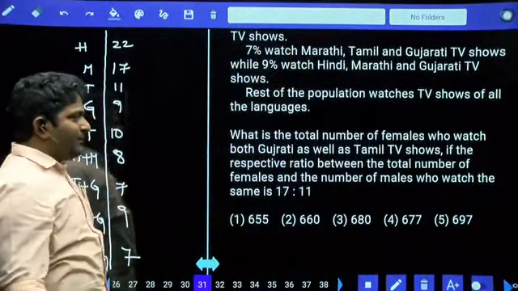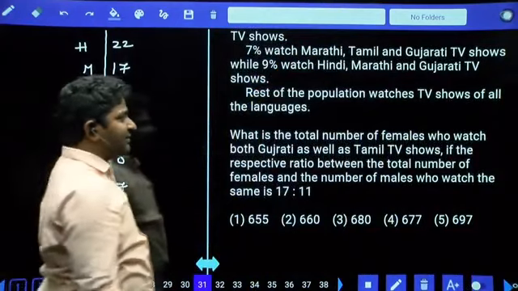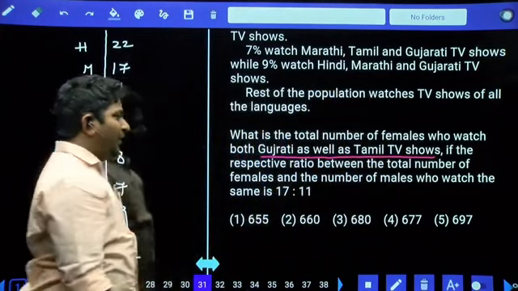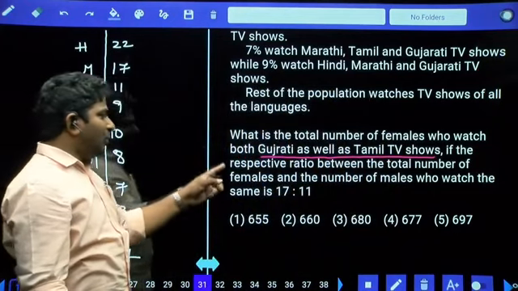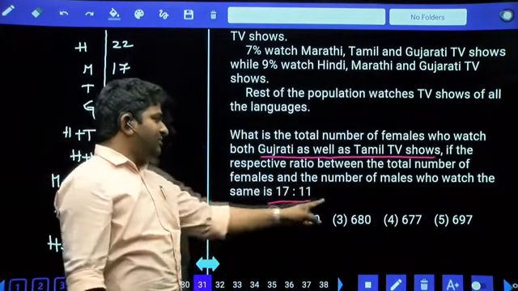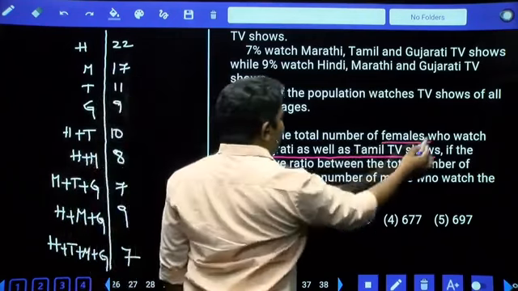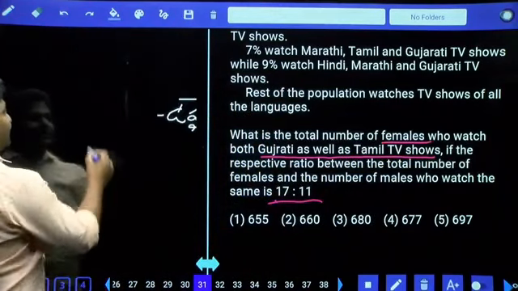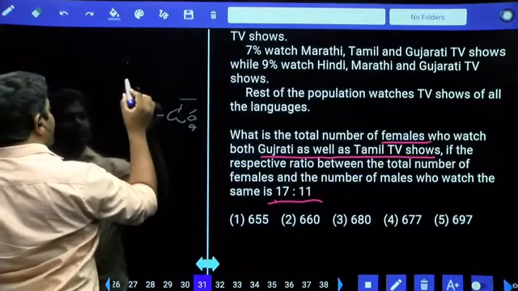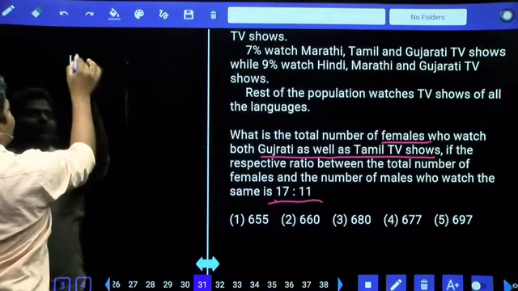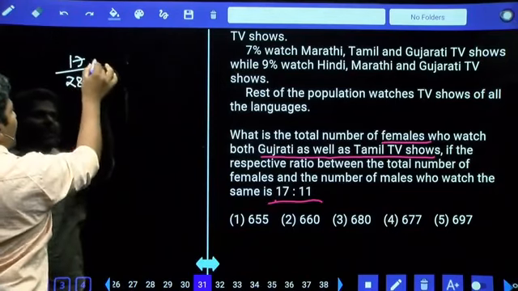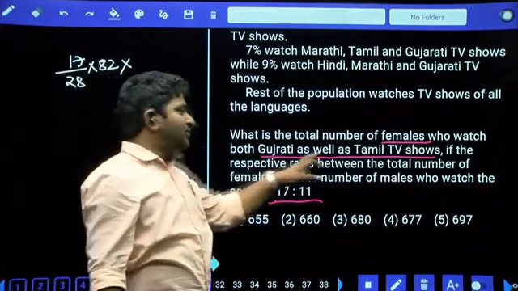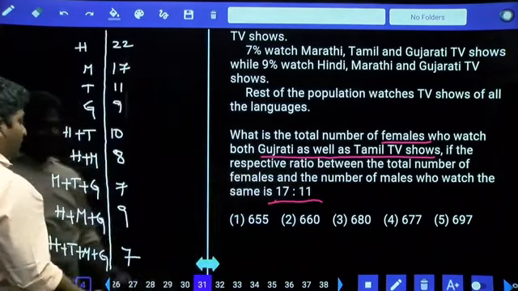What is the total number of females who watch both Gujarati as well as Tamil? If the respective ratio between total female and male was 17:11, we were asked to calculate female here. Females are 17 parts out of total 28 parts. So that is 17 out of 28 among, 1% is 82, into Gujarati and Tamil TV shows.